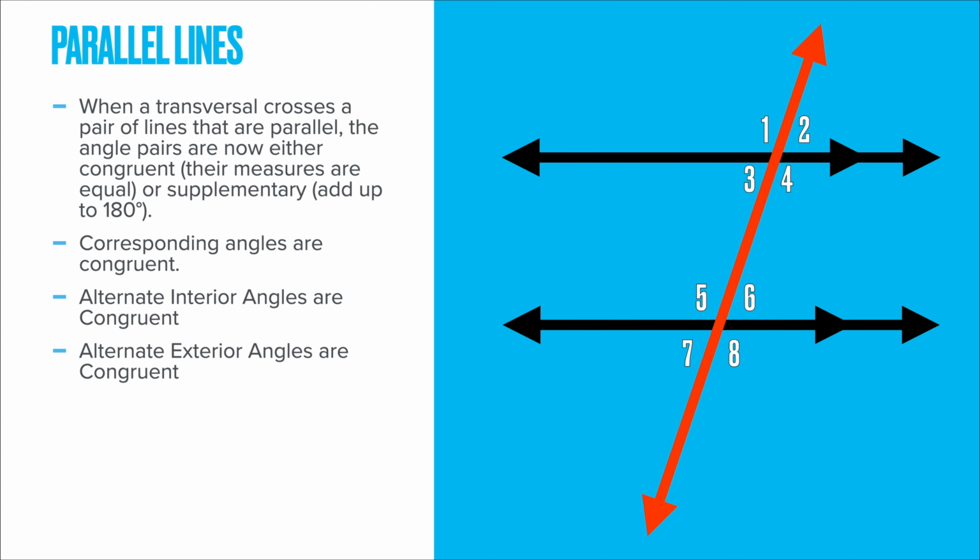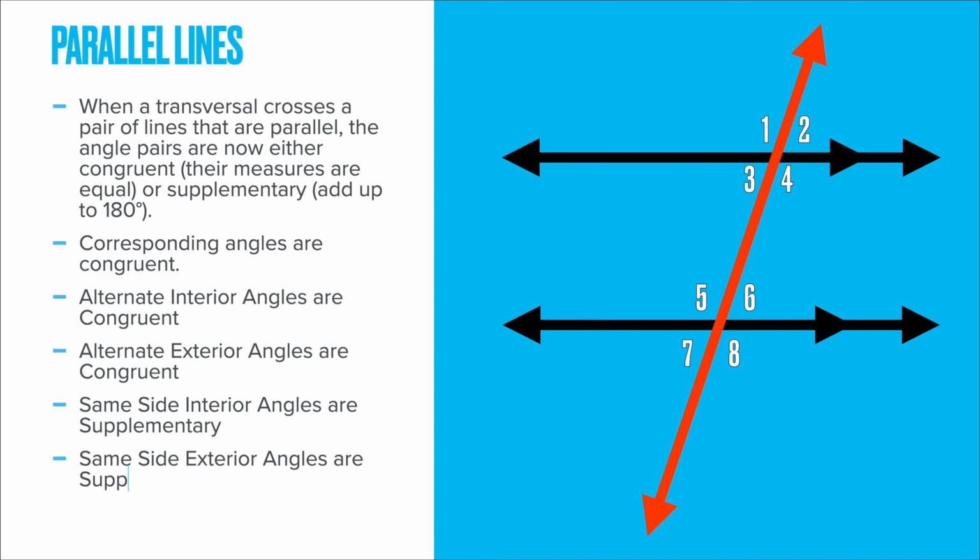Alternate exterior angles are congruent. So 1 and 8, or 7 and 2. And same side interior angles are supplementary. 3 and 5, or 4 and 6. Notice that the angles look different. One is acute, one is obtuse. Same side exterior angles are also going to be supplementary. 1 and 7, 1 is obtuse, 7 is acute, 2 and 8.